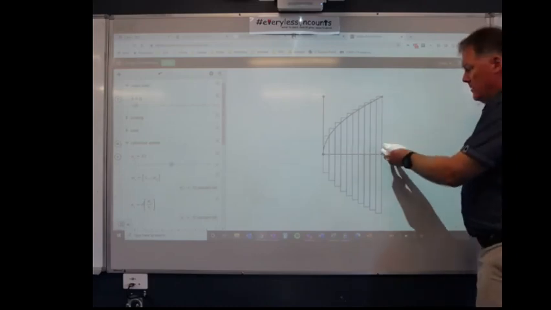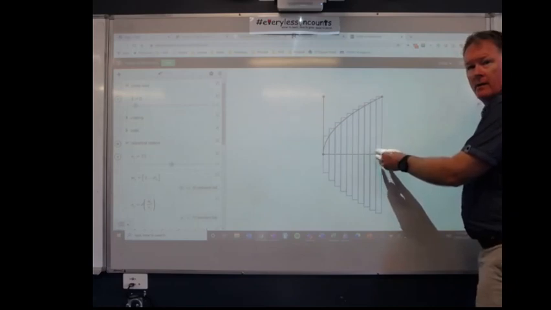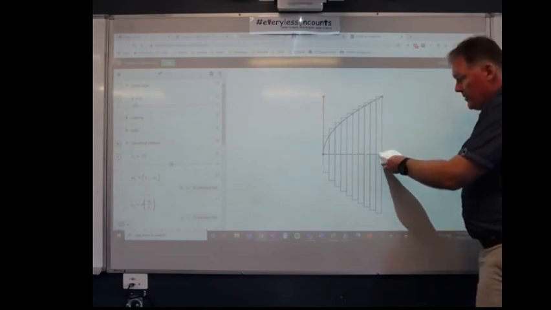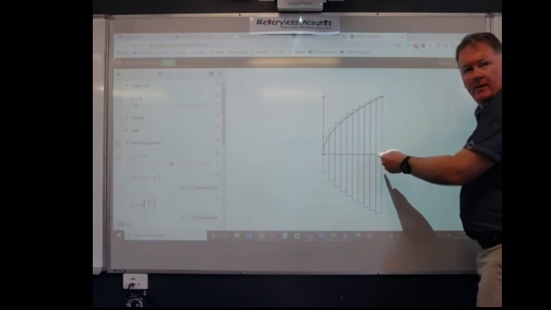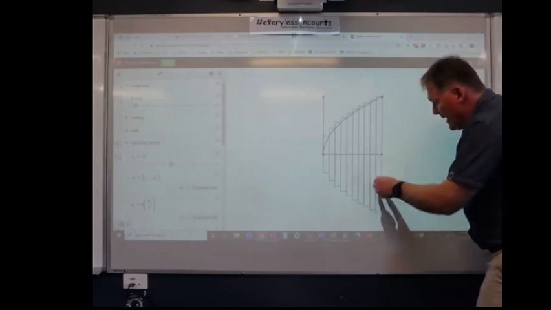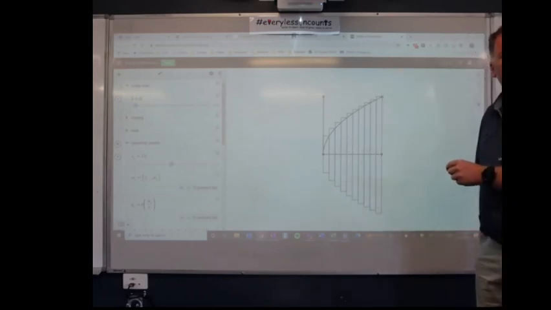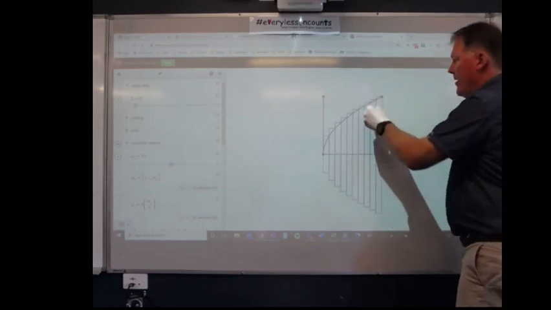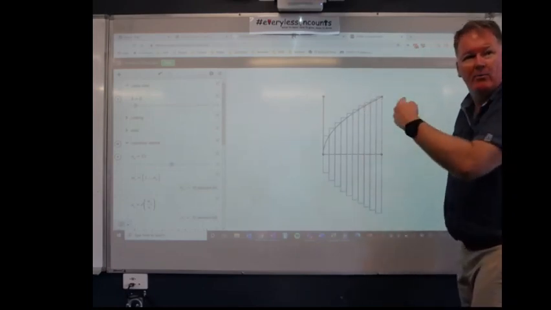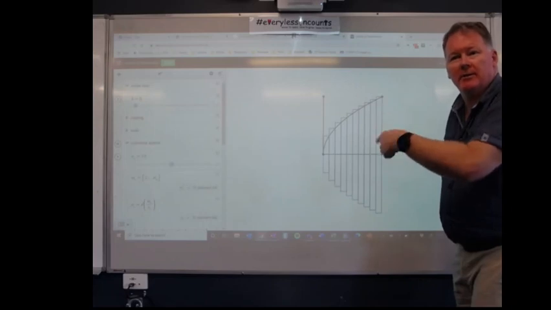times the height, which is that delta x like we had before. Yeah? And that will give me the volume of that strip. And then I can do the same thing for that strip, and for that strip, and I can add them all up. So can you see where this is going?